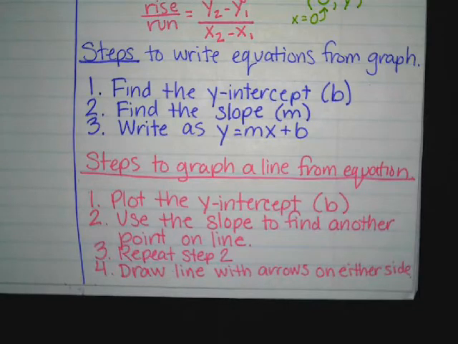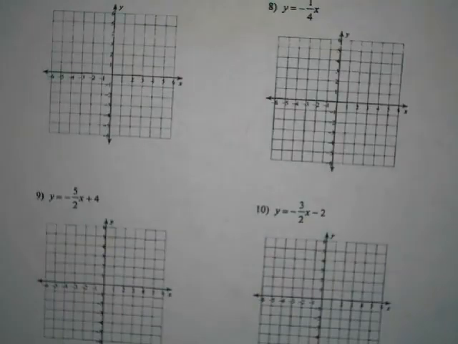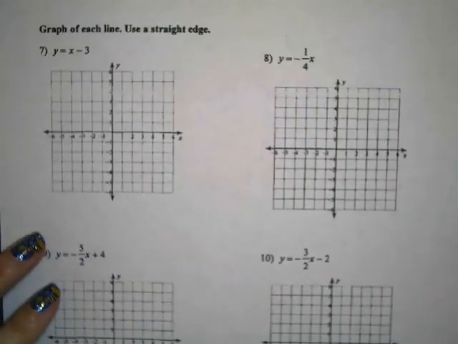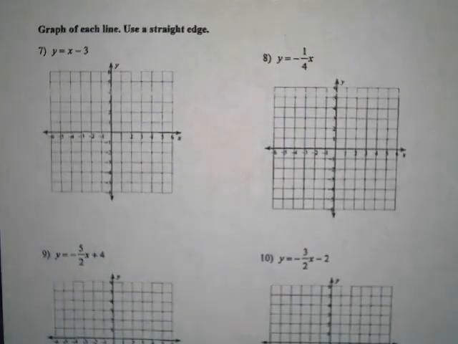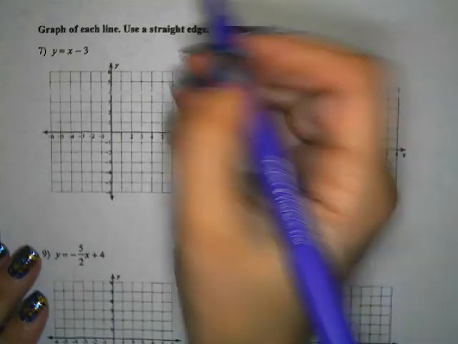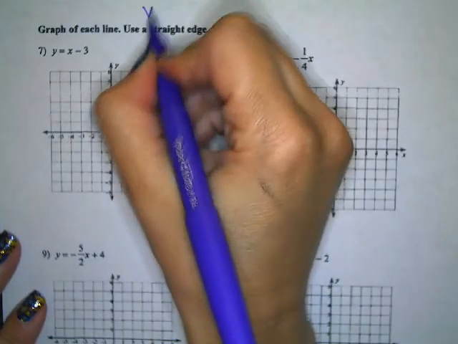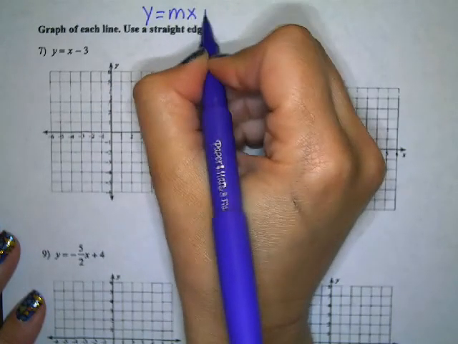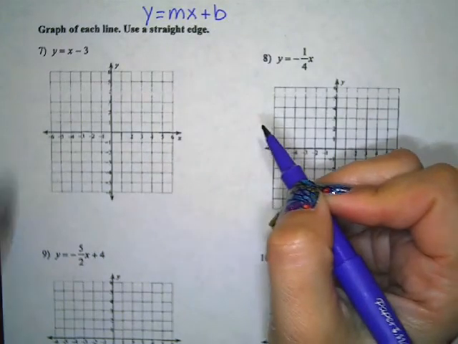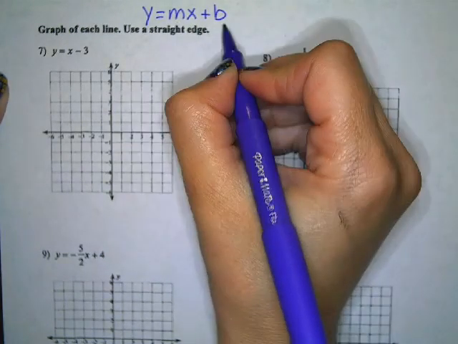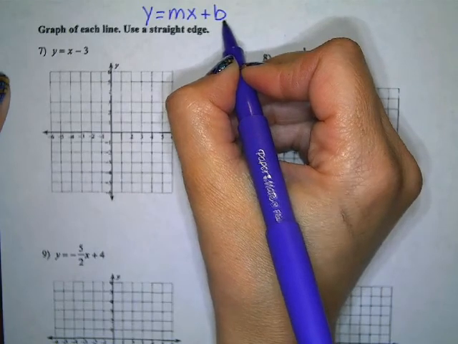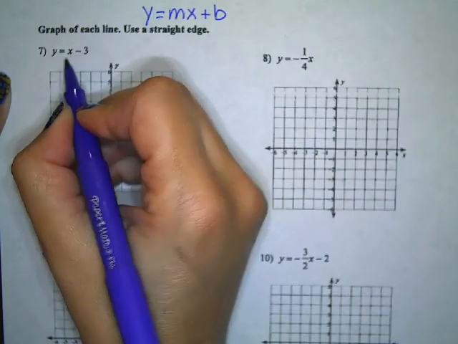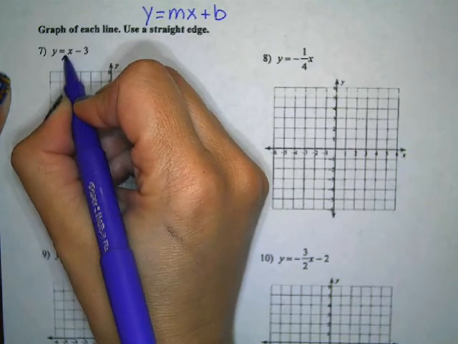So let's go ahead and look at the second page of your homework and draw some of these out. So number 7, we have y equals x minus 3. We need to identify a few things. We need to know what the m value is, because remember we're using y equals mx plus b. We need to know the m value, or the slope. We also need to know the y-intercept. So given this equation, my m value is going to be right here.